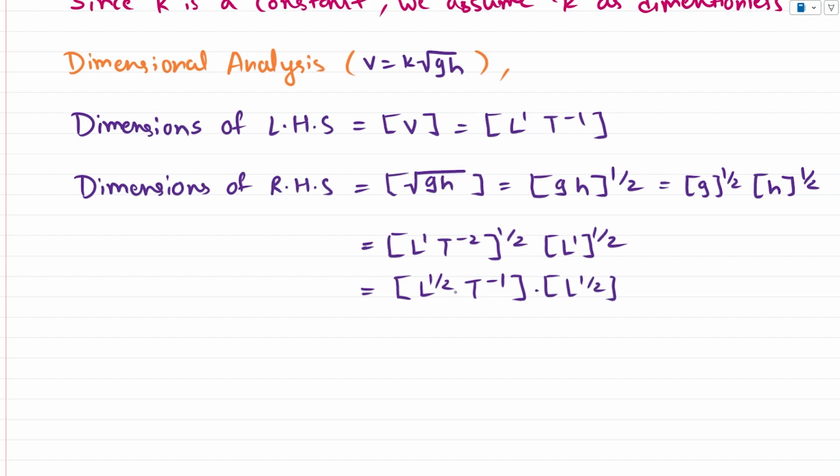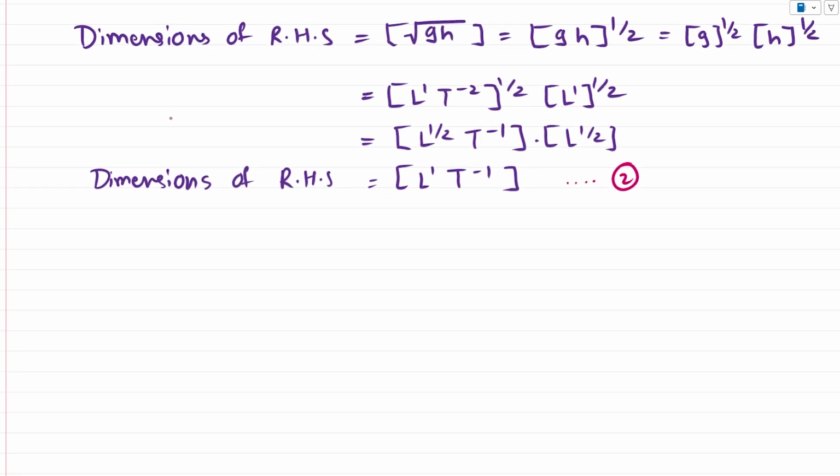And again, if I were to use the laws of indices, L to the power 1/2 into L to the power 1/2 is L to the power 1/2 plus 1/2. That gives us L to the power 1 and T to the power minus 1, which is the dimensions of our RHS. So हमारे RHS का जो dimension है, that has come out to be L to the power 1 and T to the power minus 1. So let me just mark this by equation 2, and let me mark the equation dimensions of LHS by equation 1.